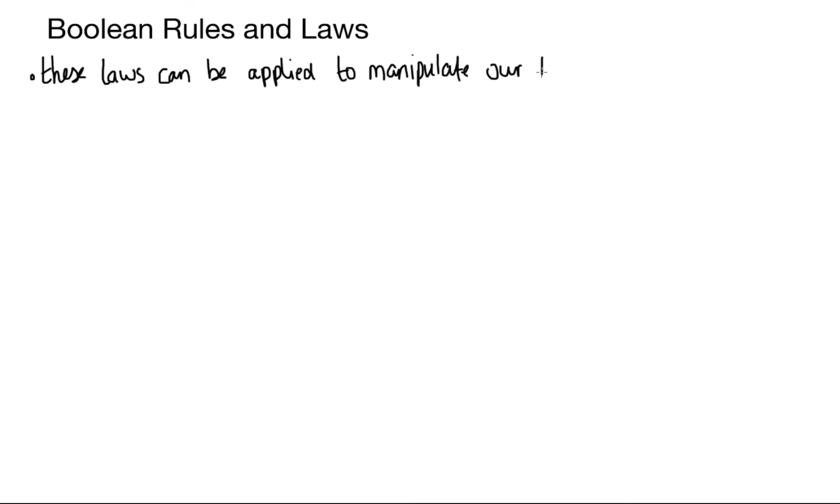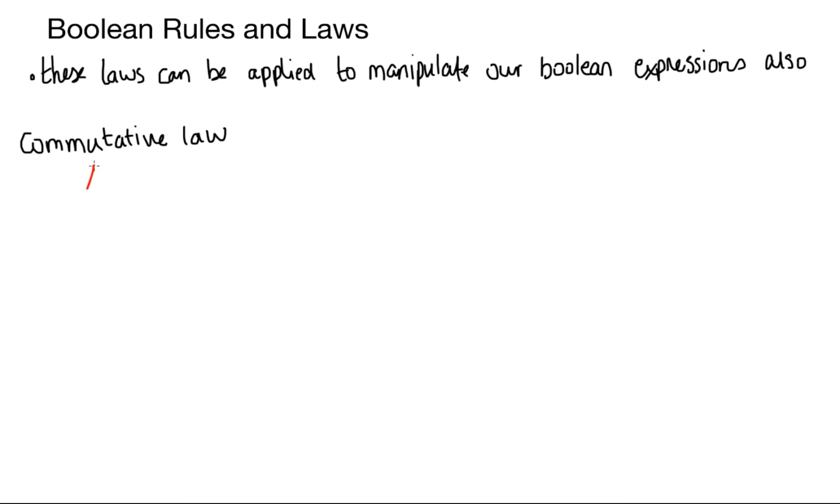And these laws can be applied to manipulate our Boolean expressions as well as our rules. So the first rule we need to look at is the commutative law, and that states that A and B is equivalent to B and A. And for our OR rule, A or B is equivalent to B or A. So that means we can basically just swap the terms round if we need to.